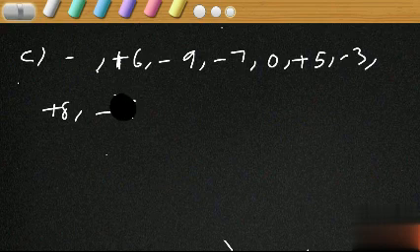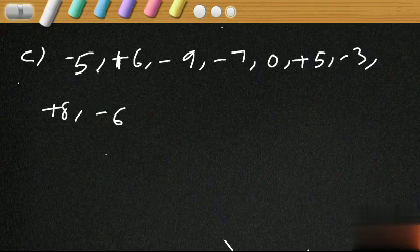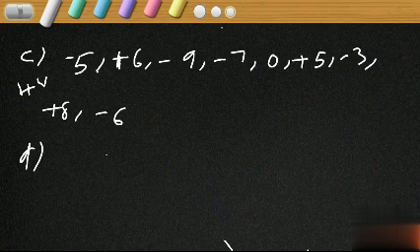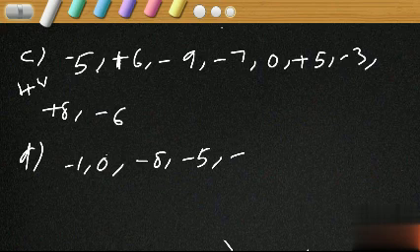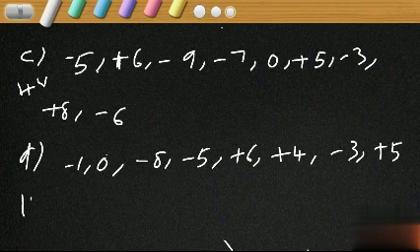These are minus 5 and minus 6. See homework. And next D. The given numbers are minus 1, 0, minus 8, minus 5, plus 6, plus 4, minus 3, plus 5. This is D. So these numbers have to be arranged in the ascending and descending order using the number line.